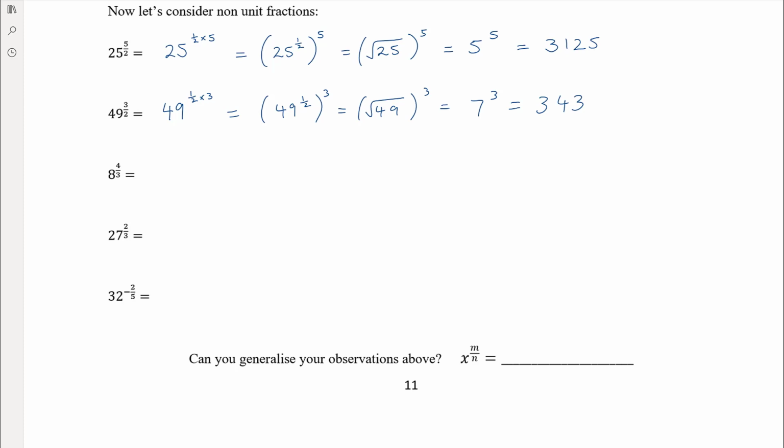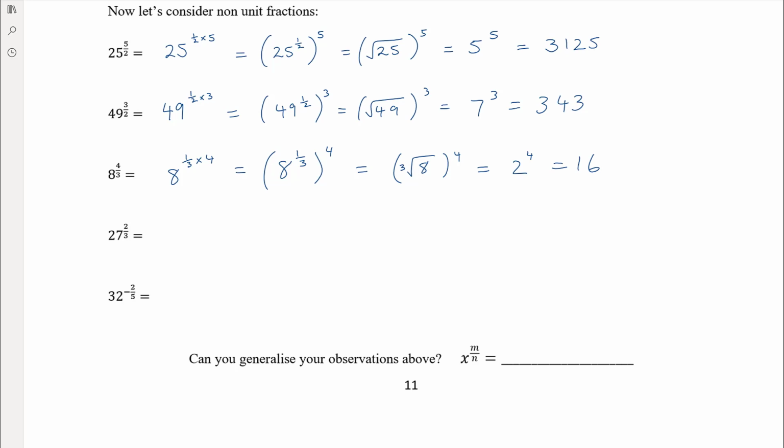8 to the power of 4 thirds. Okay, so we've got 8, so it's 1/3 times 4. So it's 8 to the power of 1/3, and then that to the power of 4, which is the cube root of 8 to the power of 4. So 2 to the power of 4, which is 16.